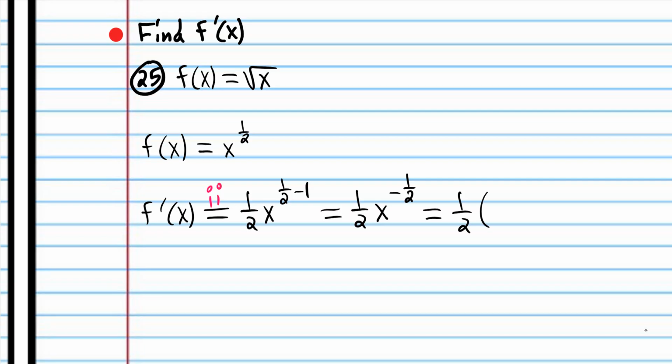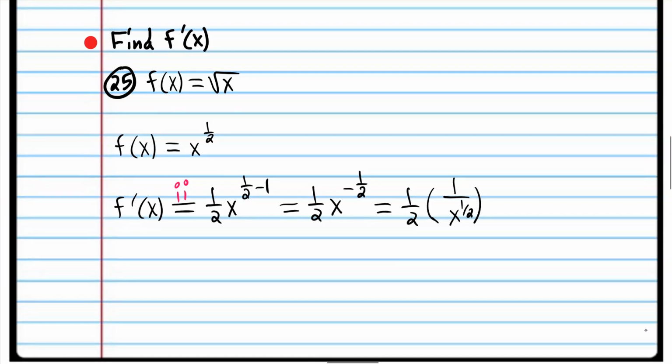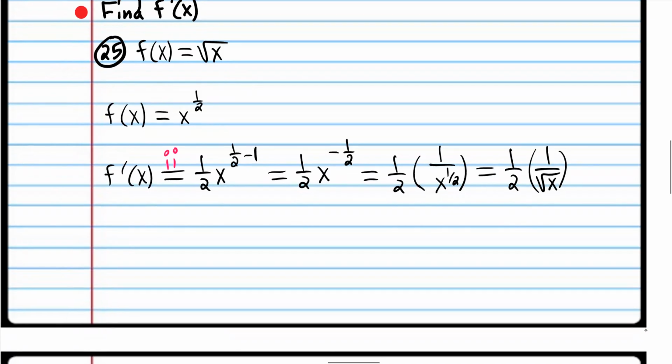First, we need to deal with the negative exponent, so we're going to bring the expression down, and the exponent becomes positive. So we dealt with the negative exponent, but now we have a fraction exponent that we still have to deal with. Exponent rule number 9 tells us that that expression is equal to 1 over the square root of x. Then we can multiply the fractions and we get 1 over 2 root x.